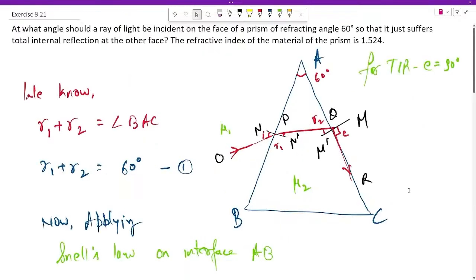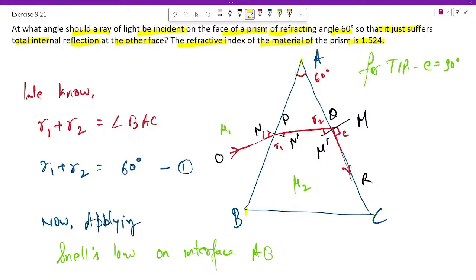The question says: at what angle should a ray of light be incident on the face of a prism of refracting angle 60 degrees so that it suffers total internal reflection at the other face? The refractive index of the material of the prism is 1.524. So here we are being talked about the faces of prism ABC, and the faces that are under consideration are AB and AC.